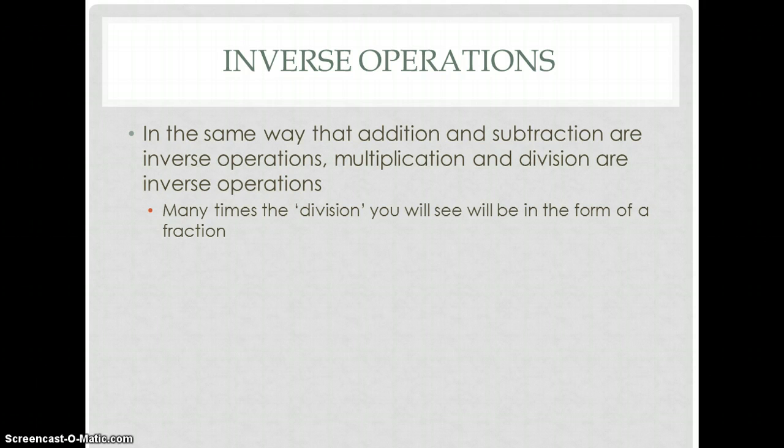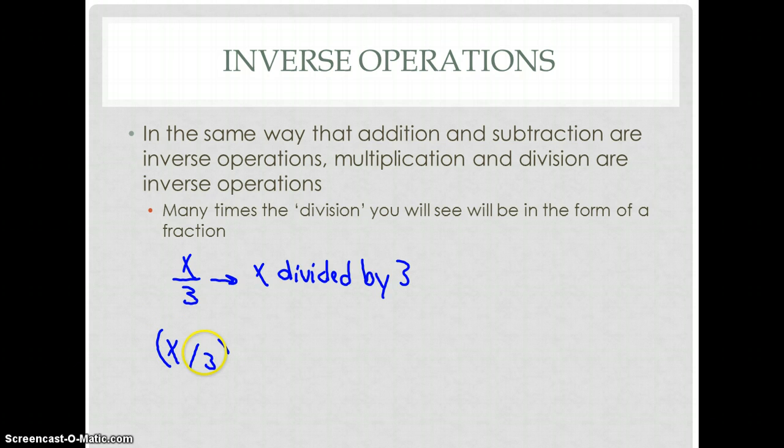Okay? Oftentimes, the division you will see will be in the form of a fraction. Like x over 3, this means x divided by 3. The fraction bar just tells us it's going to be division. And on your graphing calculator, for a fraction, you'll just do left parenthesis x slash 3 parenthesis. You won't be using x, you'll be using a number, but that's just a question I always get. But that's what that means.